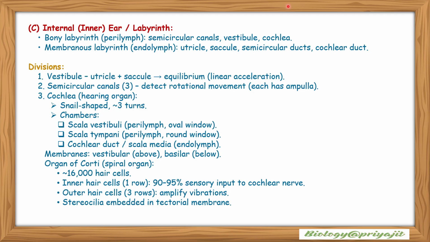On the basilar membrane lies the organ of Corti or spiral organ, which contains about 60,000 hair cells. A single row of inner hair cells provides 90 to 95% of sensory input to the cochlear nerve, while 3 rows of outer hair cells act to amplify vibrations. The stereocilia of these hair cells are embedded in the tectorial membrane, allowing sound vibration to be converted into nerve signals.